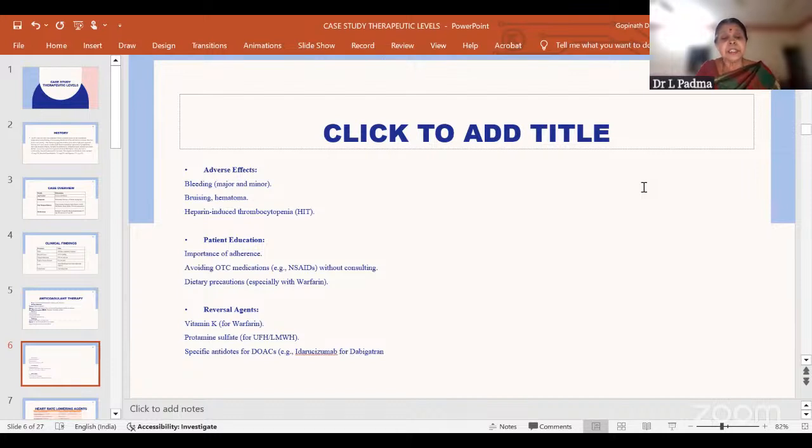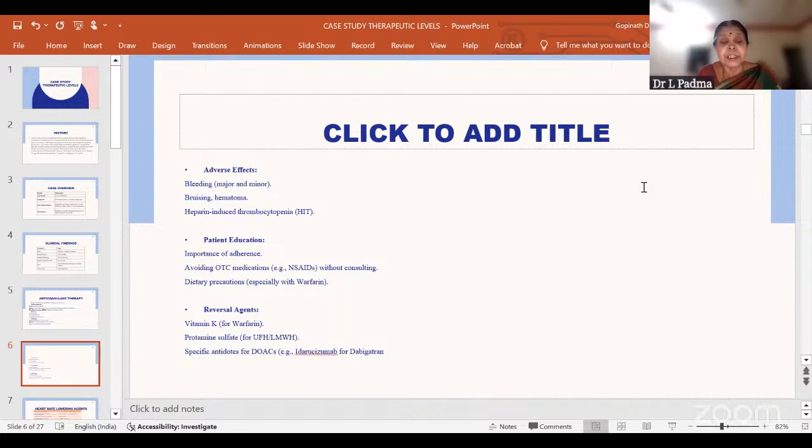The reversal agents are vitamin K and fresh frozen plasma, as the situation might be, for warfarin, and protamine sulfate for both unfractionated and low molecular weight heparin. But protamine sulfate itself is an anticoagulant. So if you stop the unfractionated heparin or low molecular weight heparin, you are almost treating the case, instead of giving protamine sulfate and making it another anticoagulant.